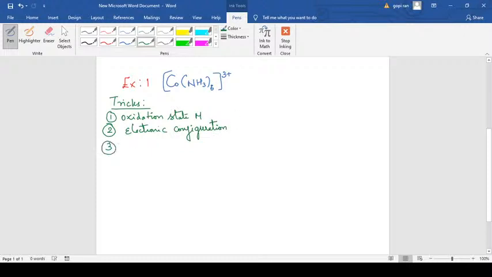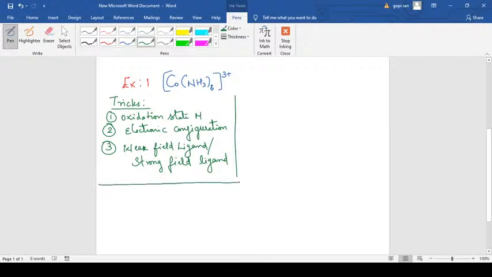And the third one, you need to find out whether the ligand is a weak field ligand or a strong field ligand. This is the main three tricks which you need to keep in your mind. With the help of these three tricks, we can find out hybridization, magnetic property, and whether it is an inner orbital or outer orbital. Let us see the first one.